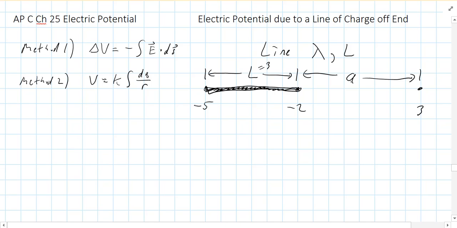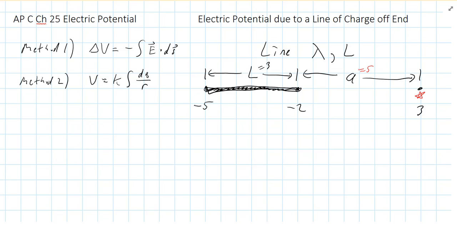And then A is how far off the right end of the bar we are. That's from -2 to 3, so that would be 5 meters. So A is equal to 5 meters. So we're going to calculate the electric potential, aka voltage, at that 3 meter mark over there. We're going to first figure out which method to use, and then I'm going to show you two ways to do this. They're roughly the same, but a slightly different tweak on them.